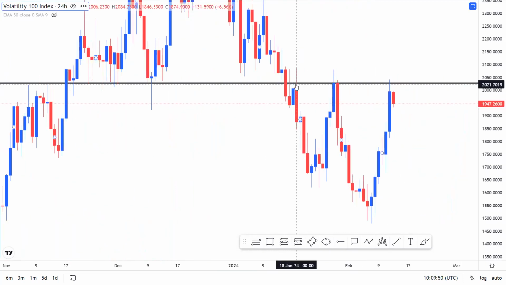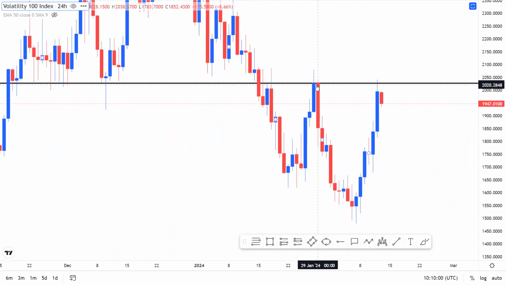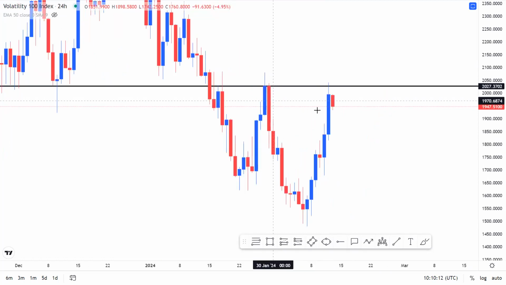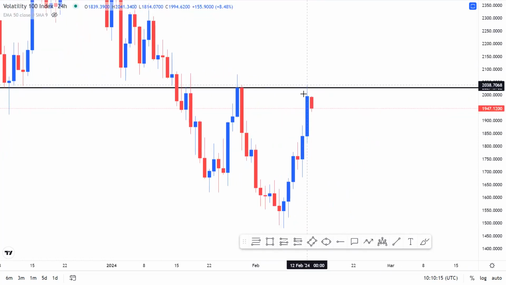Right here, you can see we had a break below the level, a retest of the level. What did you notice? A rejection from the level, a daily candlestick close below the level. Right here, we're beneath the level. What can you see? A nice rejection from the level, daily candlestick close below the level. And then you can see yesterday's daily candlestick traded right into the level, rejection from the level, closed below the level.